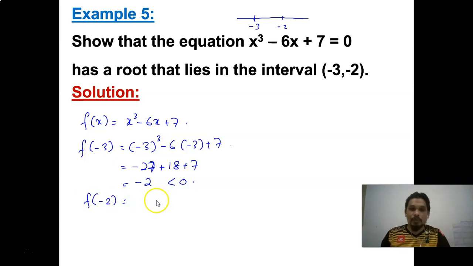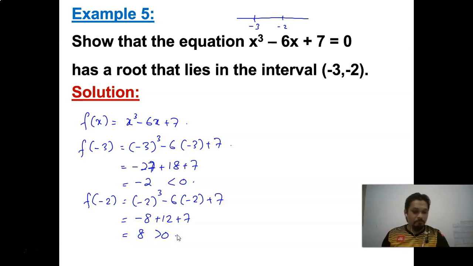And f(-2): -2 cubed minus 6 times -2 plus 7. -2 cubed equals -8. -6 times -2, 6 times 2 is equal to 12, and then plus 7. 12 plus 7 is 19. 19 minus 8 equals positive 11.